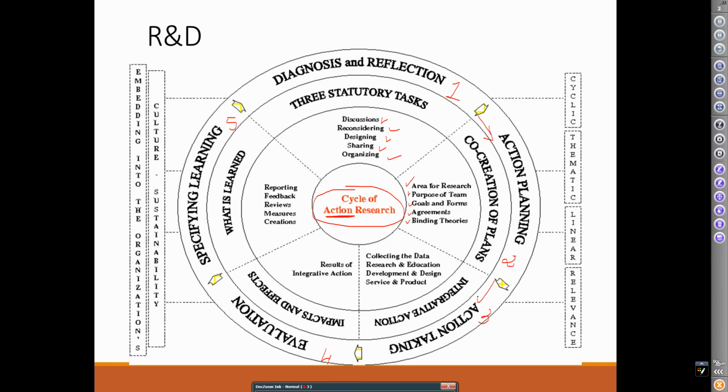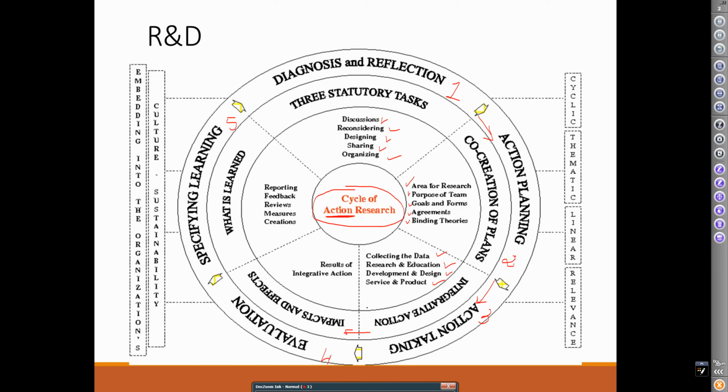After that, we move to the step number 3, action taking. So here we have integrative action. We start doing this research and collecting the data, manage the education and participate actively in education, develop and design our product and concept, and of course don't forget about the service and product. Yeah? So what kind of technology, what kind of service may help us to implement successfully our idea. Actually, through this step, we start moving our invention to the innovation. Yeah, this is very important. After that, we move to the 4th stage, evaluation, impacts and effects.